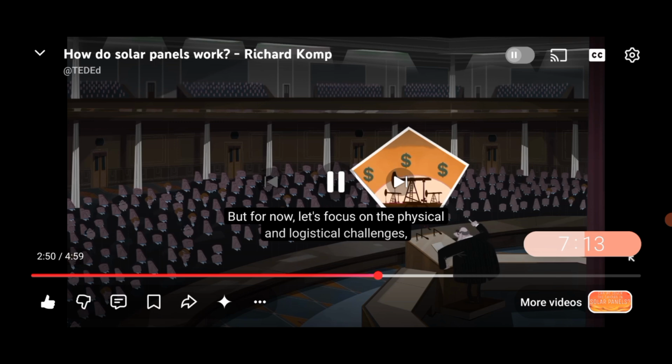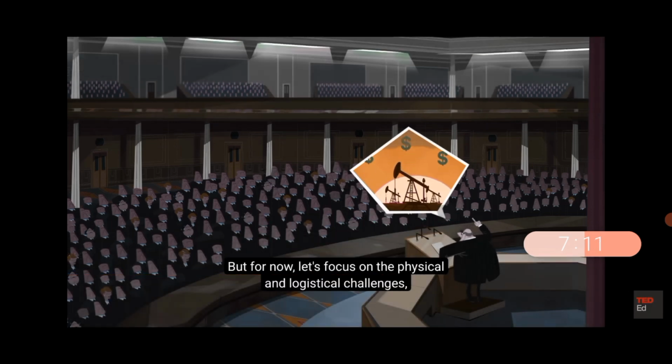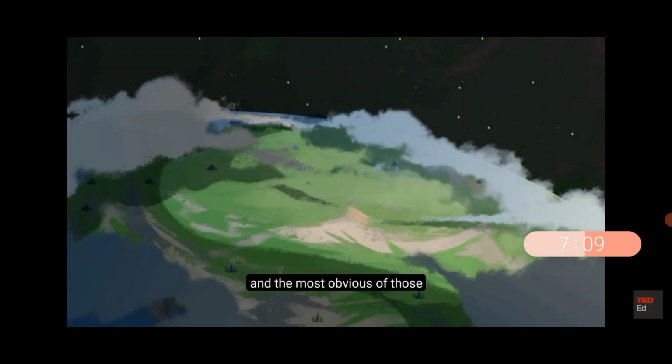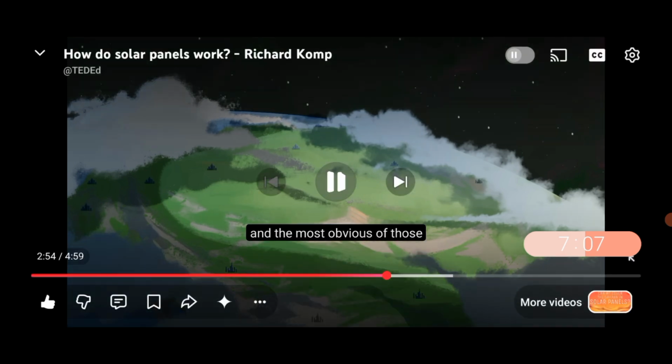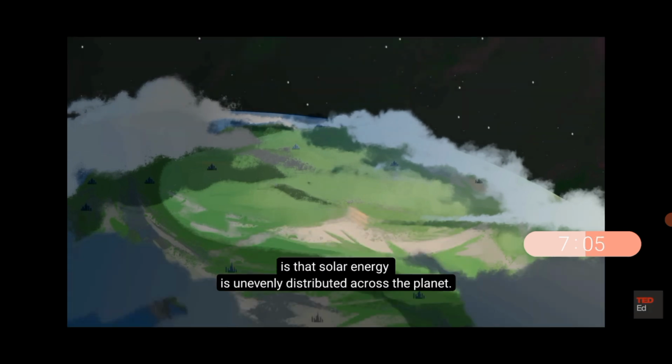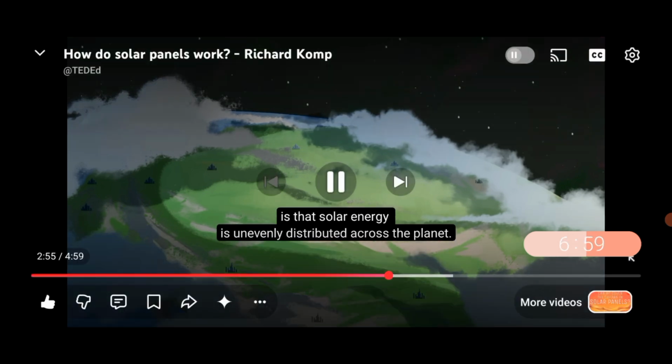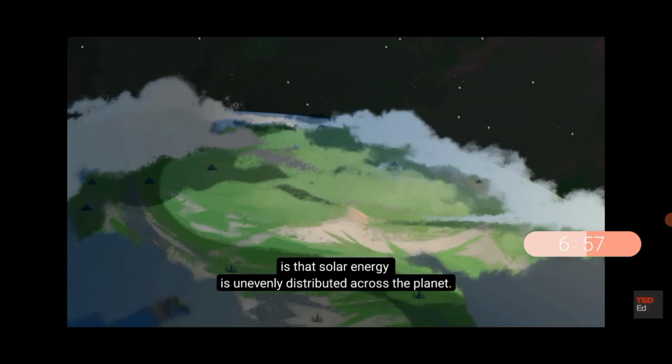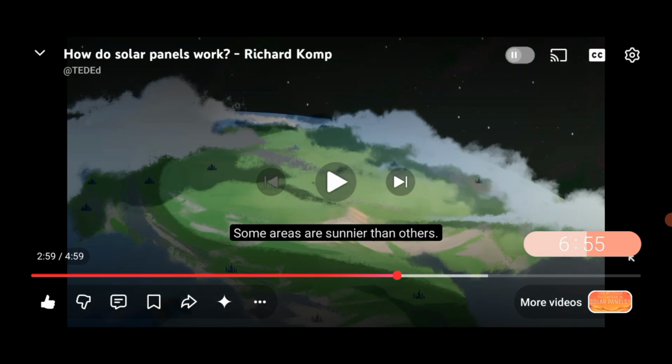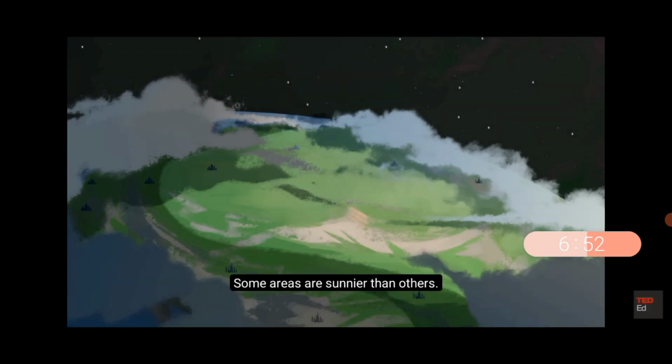And the most obvious of those is that solar energy is unevenly distributed across the planet. Some areas are sunnier than others.